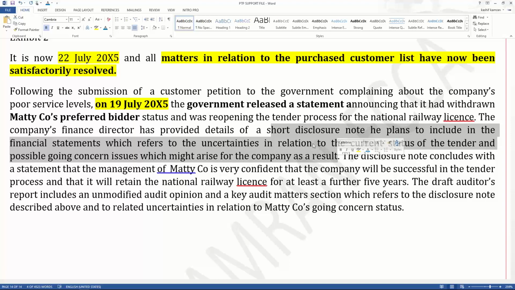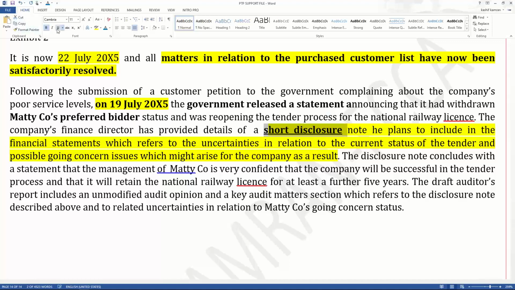So is the finance director putting a short disclosure in the notes to the financial statement about the going concern problem? Look at this word here, short. It's not a complete disclosure. It's a short disclosure. What does IAS 1 require? IAS 1 requires a complete, adequate disclosure. Does a short disclosure mean that something will be omitted? You will not be telling everything to the shareholder?